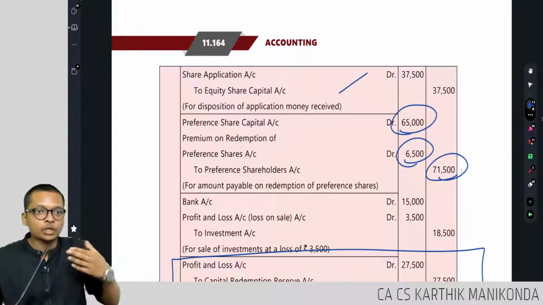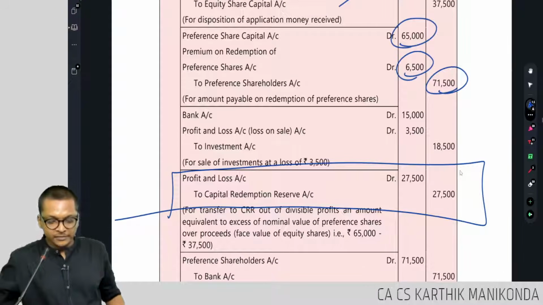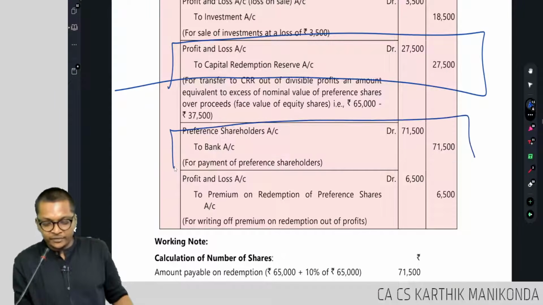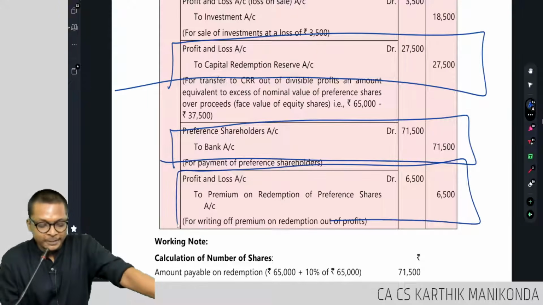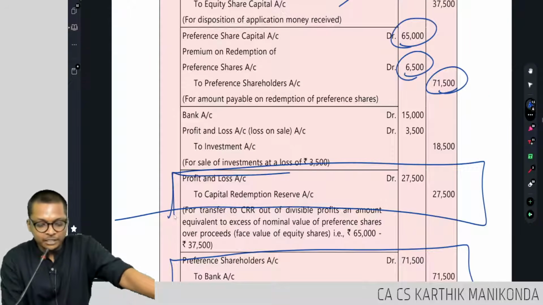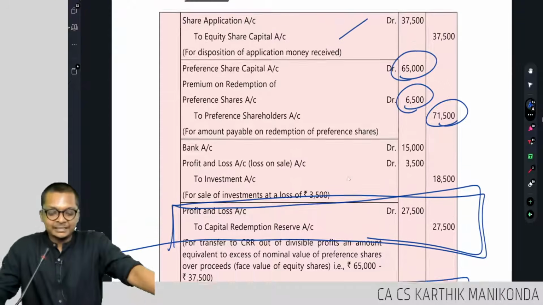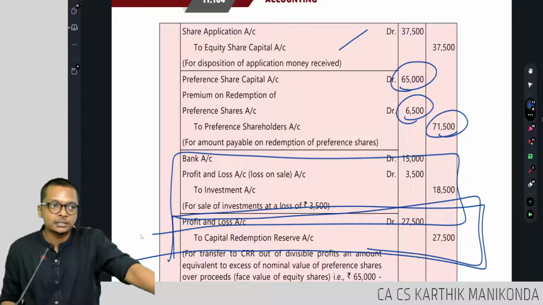First entry, were you able to do it by yourself? Next entry, we will go in the same order. After this, the next entry is payment to preference shareholders from bank, 71,500. Then transfer of premium from P&L to premium, 6,500. Then transfer of CRR from P&L to CRR, how much, guys? 27,500. And then sale of investment, bank account, loss on sale to investment. Are you following, guys? Clear?